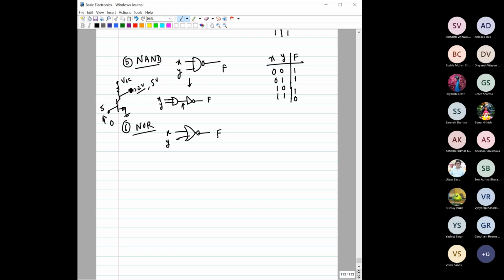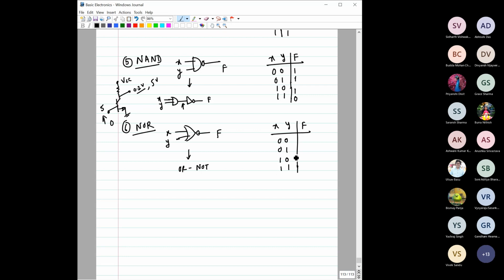We do not use this inverter in digital circuits. So this is again a NOT gate. Again, you can think of NOT gate as like OR followed by NOT, right? So that way you can quickly write its truth table: 0 0, 0 1, 1 0, 1 1.